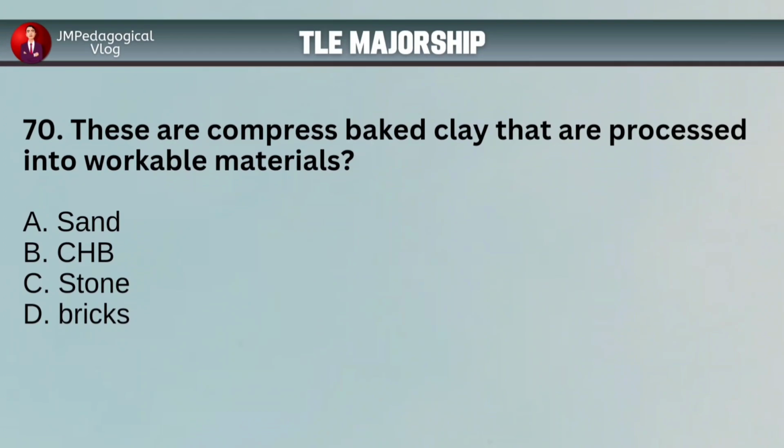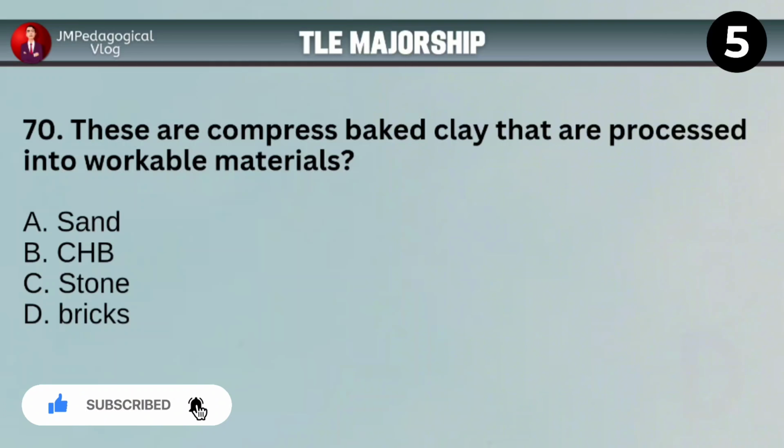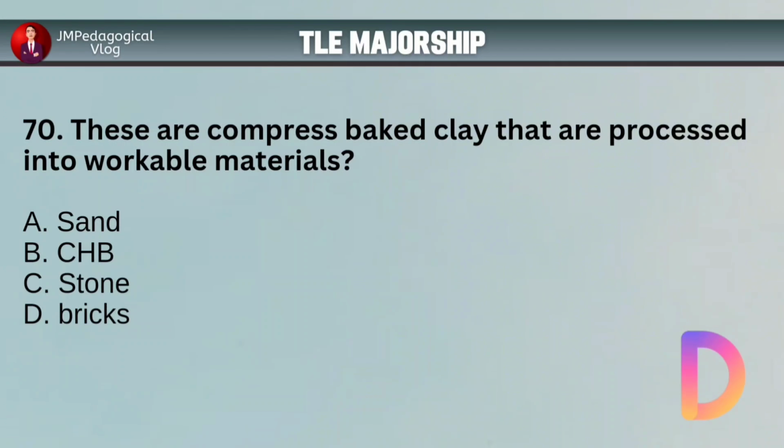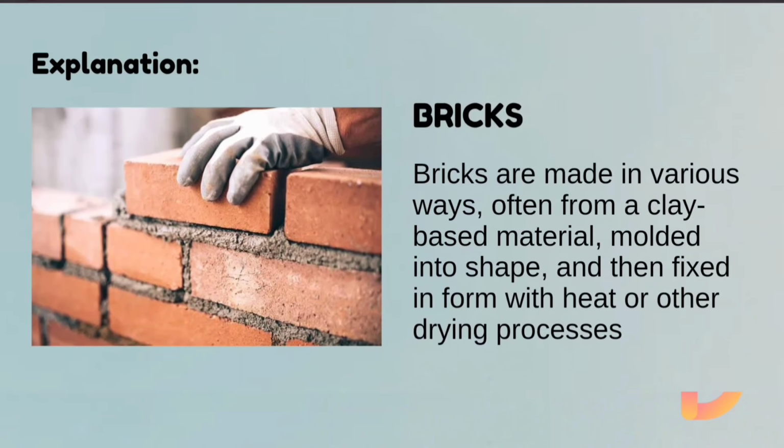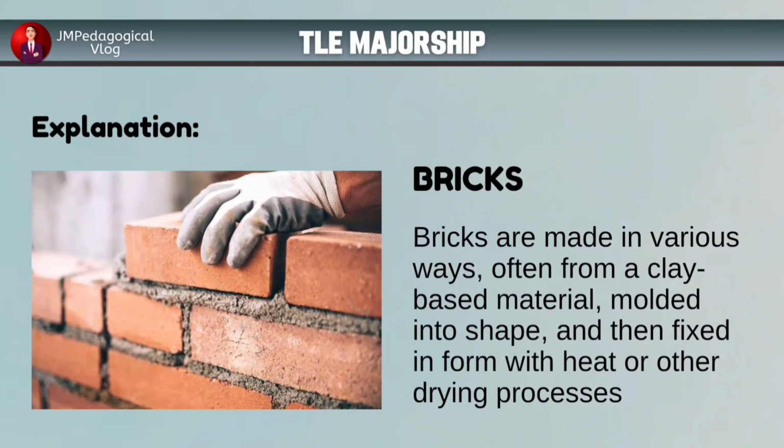70. These are compressed baked clay that are processed into workable materials. A. Sand. B. Concrete hollow blocks. C. Stone. D. Bricks. D. Bricks. Explanation. Bricks are made in various ways, often from a clay-based material, molded into shape, and then fixed in form with heat or other drying processes.